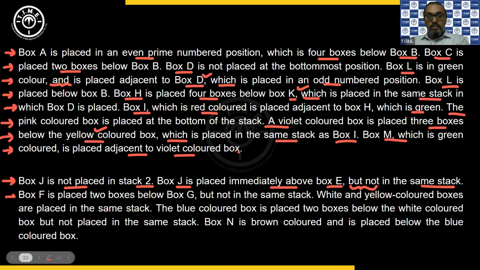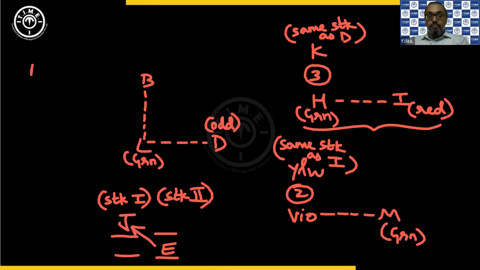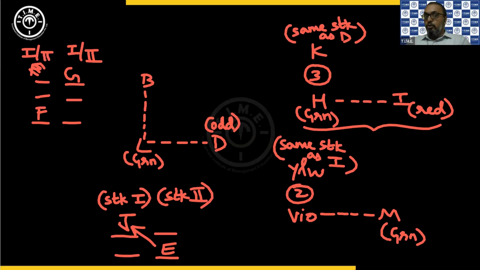Then further, box F is 2 boxes below G, but not in the same stack. Okay, F is 2 boxes below G. So, okay, we have G and then F, 2 boxes below G, but not in the same stack. See, it could be stack 1 or 2. This also stack 1 or 2. I don't know which it is. We'll come back. We'll have to fix that.